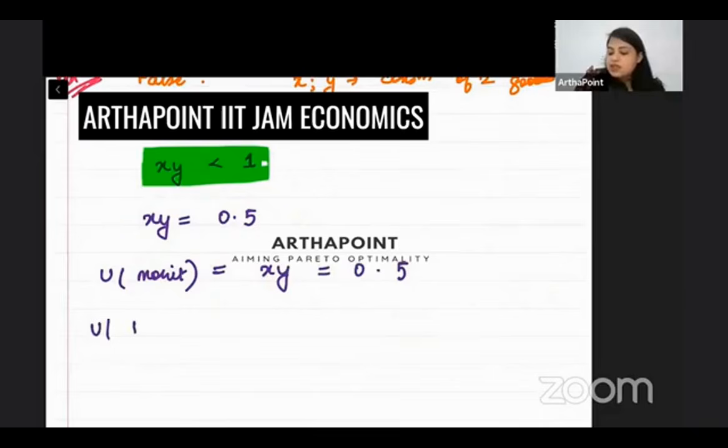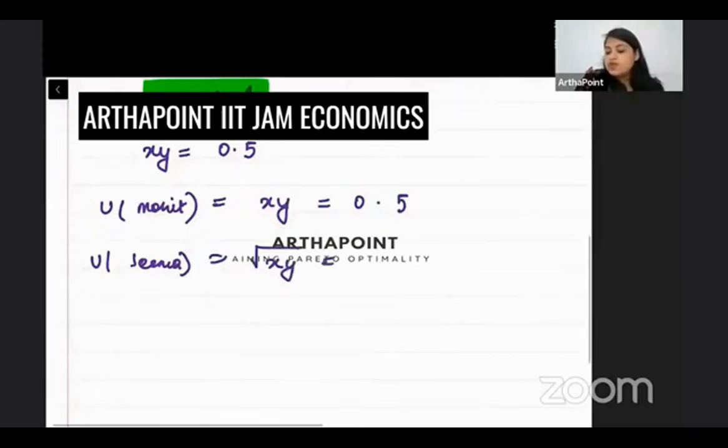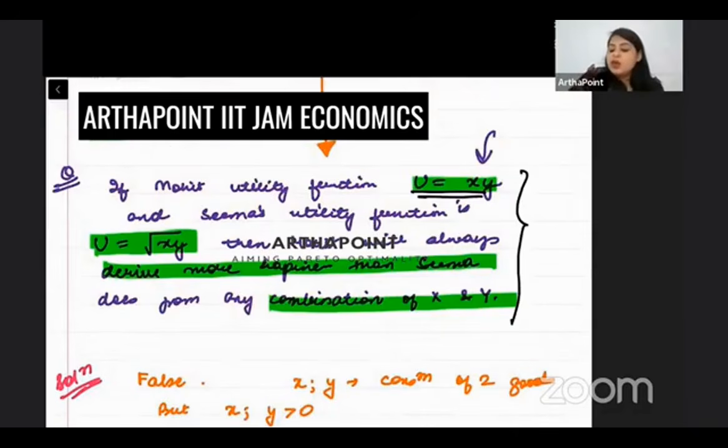What will be the utility of Seema? Seema will get the utility root xy, right? So root of xy. So it will be root of 0.5 and root of 0.5 is 0.7. So in this case, utility of Seema is more than utility of Mohit. So although from the utility function, you may think that xy is always greater than root xy, but that is not always true. The reverse is also possible. So the current statement is false. That is the first question of the day. Is that clear? Okay beta.